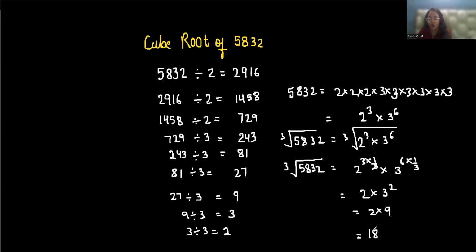So cube root of 5832 is 18. I hope it's clear and you find it useful.